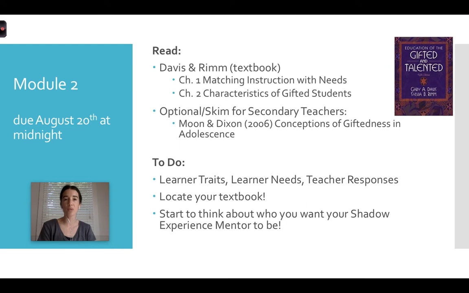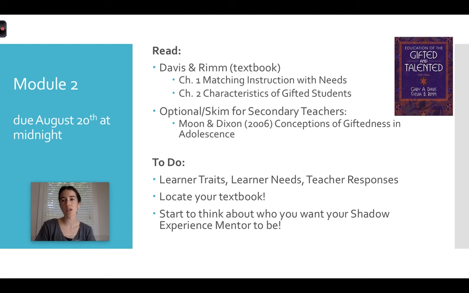So for this upcoming week for Module 2, you've got 2 primary readings. That's Chapter 1 and Chapter 2 of your Davis and Rim textbook. Now on the website, which I'll go to in just a second, I'll show you where they're linked. There's a PDF there in case you don't have your book yet. An optional chapter for secondary, middle school, and high school teachers to skim or to read is provided there because it's primarily about conceptions of giftedness and adolescence.